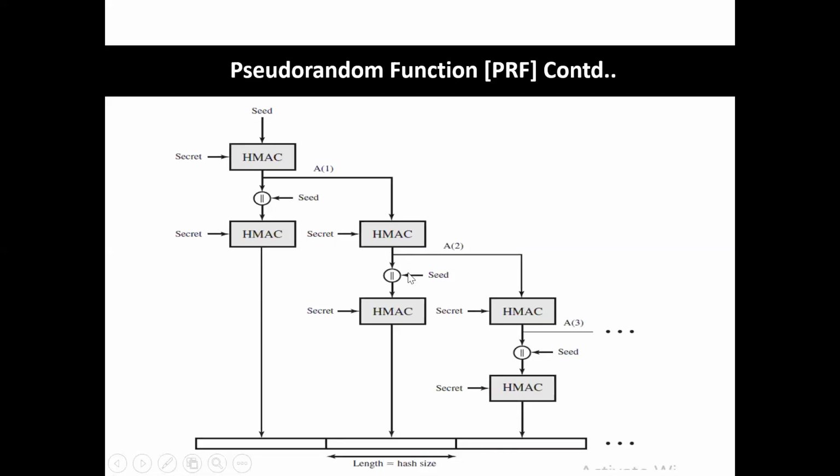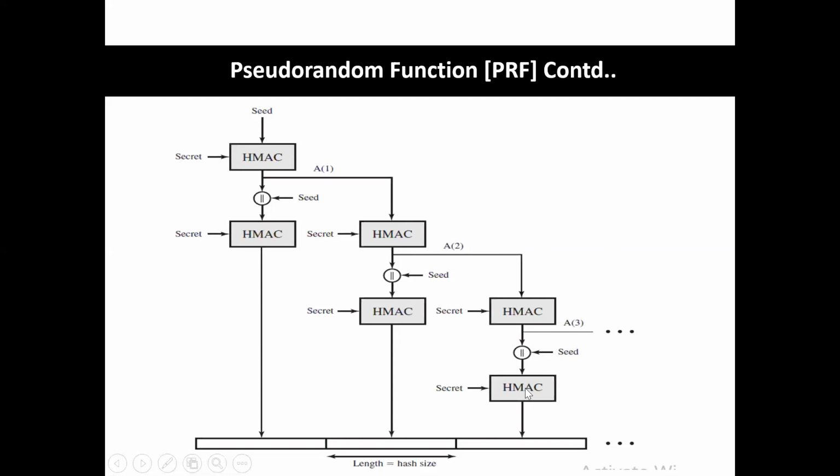Now A(2) is appended with the seed. Then I pass it as input to the HMAC algorithm, along with the secret I provided. It generates another block of the data. Likewise, you give A(2) to the HMAC with the secret, and it generates A(3), which is then appended with the seed.